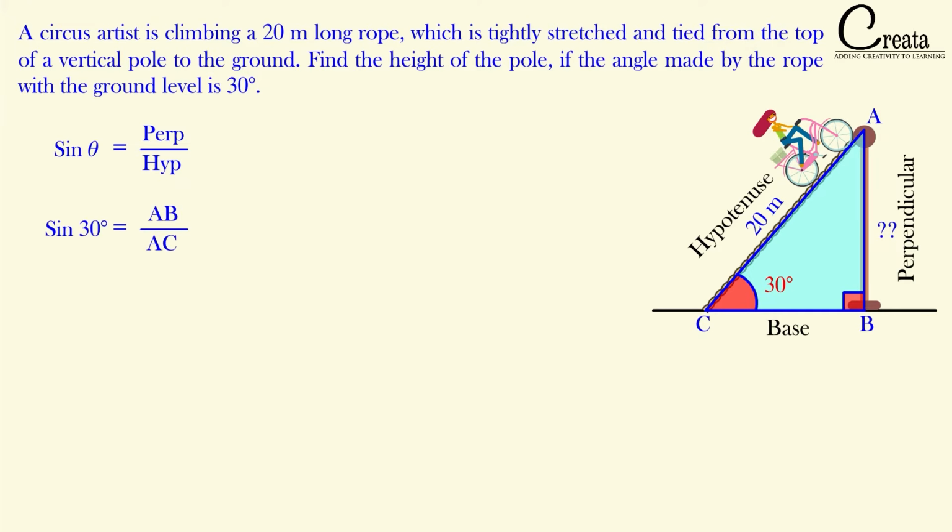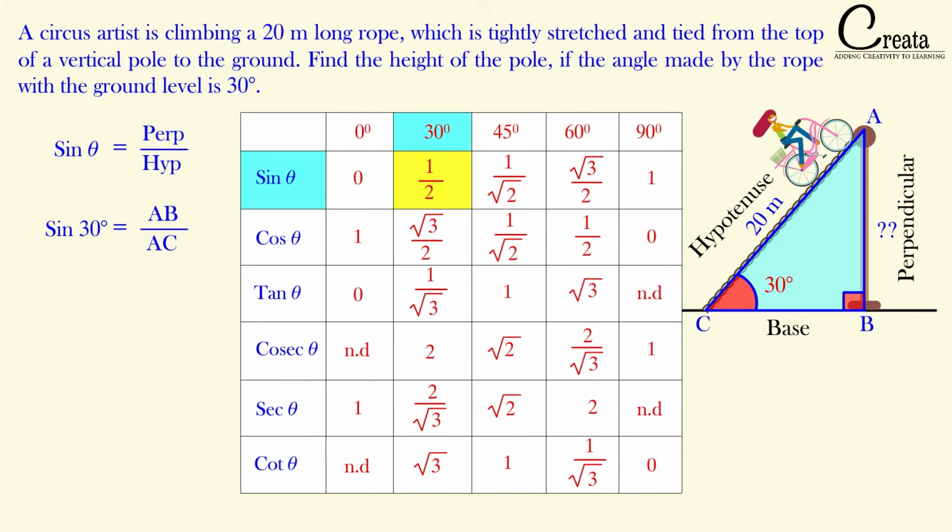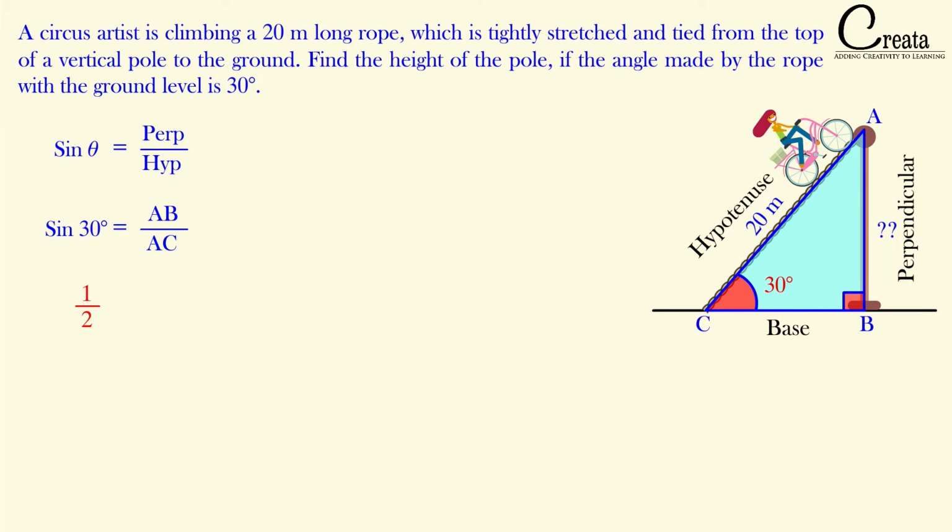We got sin 30 degree is equal to AB upon AC. So let's refer the trigonometric ratio table for the value of sin 30 degree, which is 1 by 2. And AC, that is the length of the rope, is given as 20 meter. On solving, we got AB as 10 meter. AB, the height of the pole. So we got the answer of the question number 1, that is the height of the pole AB is 10 meter. We have done with this question.